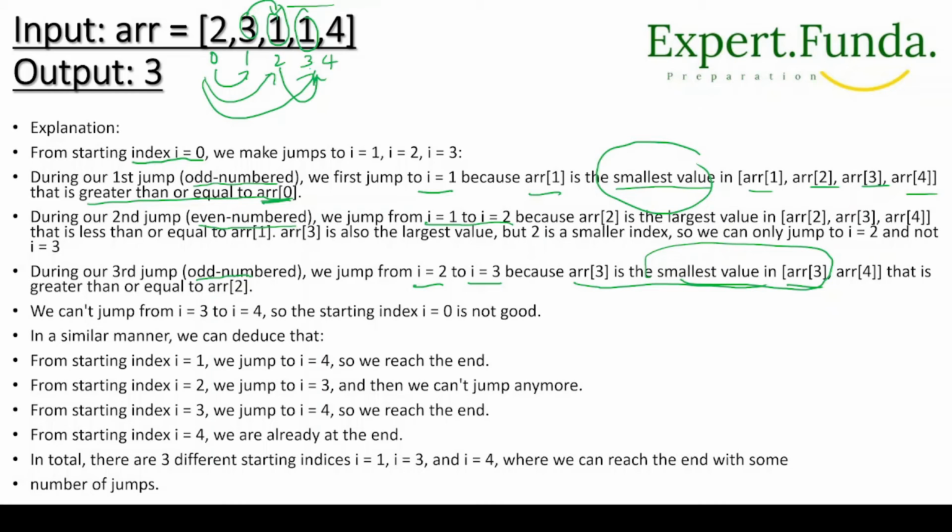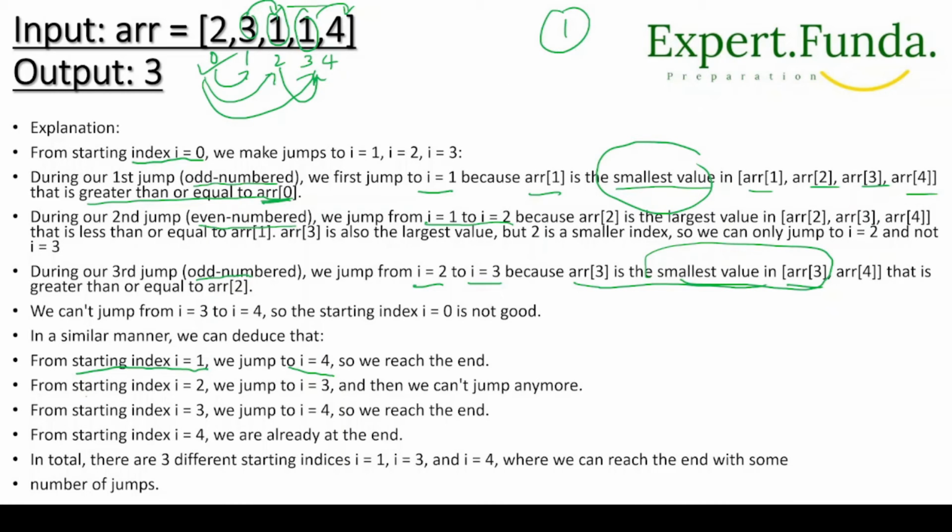Now we can't jump from i equal to 3 to here because this is the odd number. First of all, sorry, this is not the odd number. And from i equal to 3 to i equal to 4, so starting index 0, this one is not good. And in a similar manner, if the starting index is i equal to 1, we can jump to 4, and so we can reach the end because this is small and this is greater. So one jump will be there.